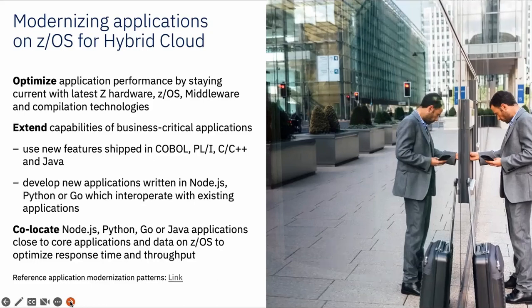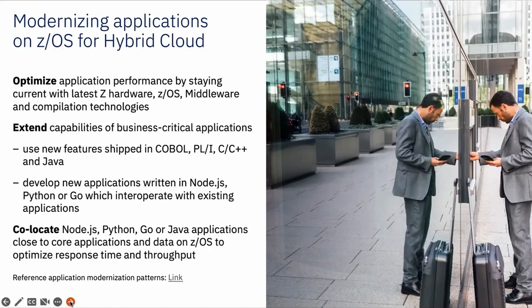For example, if you are extending your application using the language that your application is written in, like COBOL, PL1, C++, or Java, we always will ship new features to help you do that, right? And also for the new applications, you really don't have to be bound to extending your COBOL applications with COBOL. You can actually use other languages in the portfolio, like Node, Python, or Go, to write your new applications, and we'll make sure that it will interoperate with the existing languages that your application is written in.